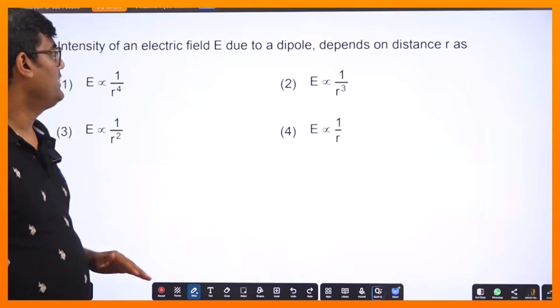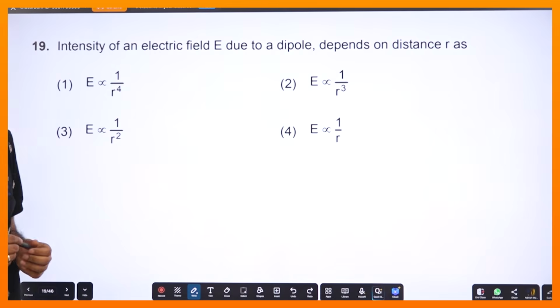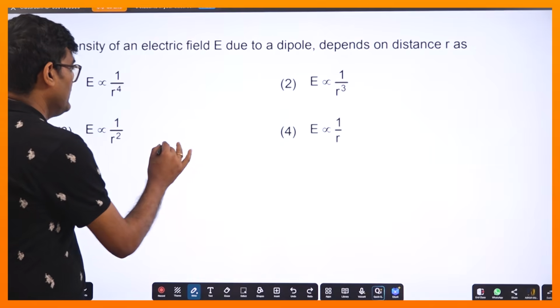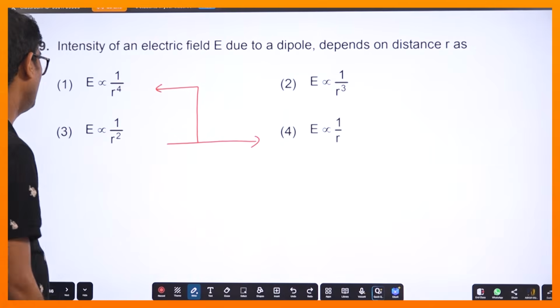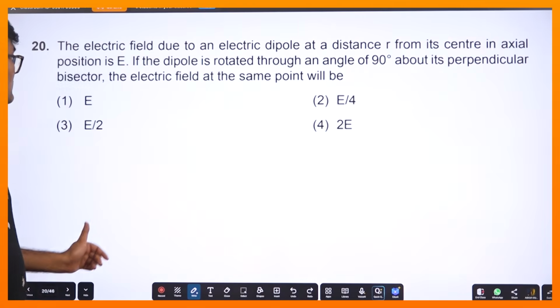Intensity of electric field due to a dipole depends on distance. Intensity of electric field depends on 1 by r cube, right? You all know it's 2 kp by r cube along this and minus kp by r cube along this. So it's 1 by r cube. Option 2 is the correct choice. Let's move to the next question.